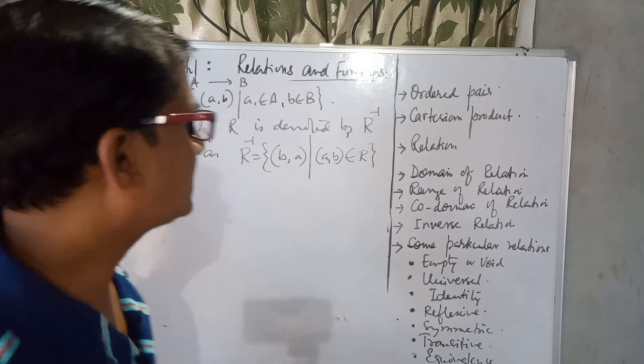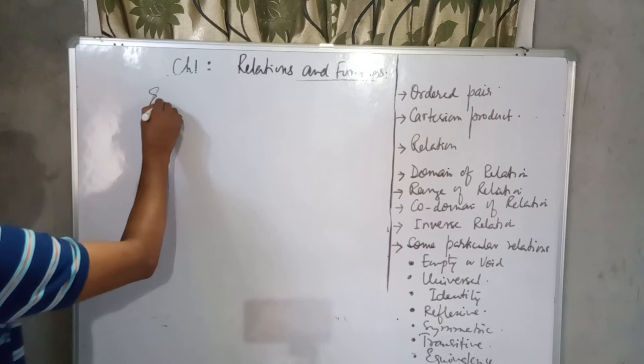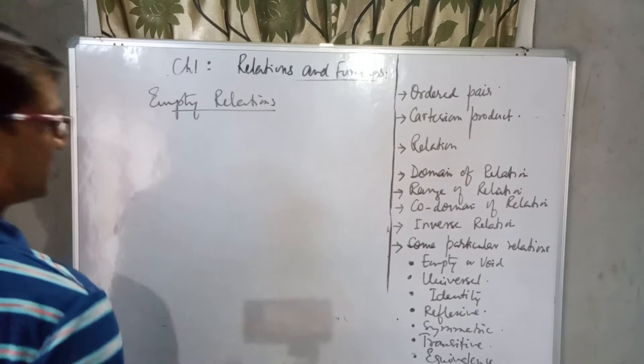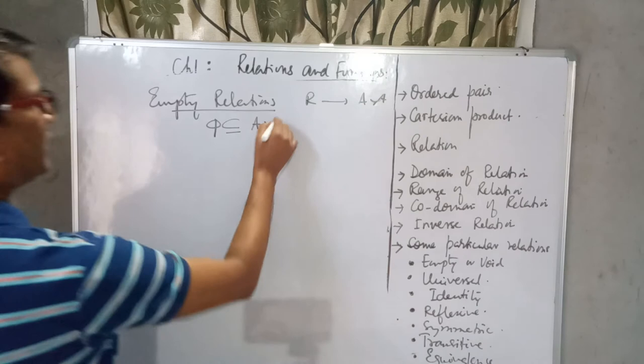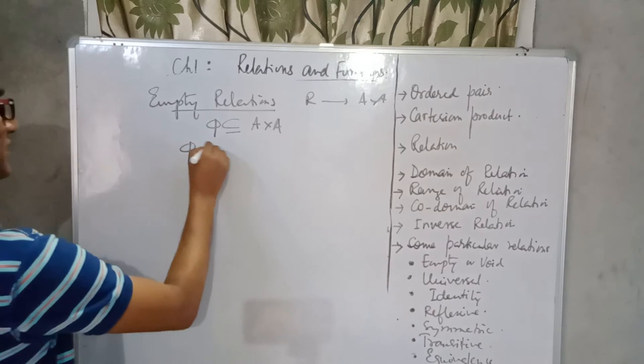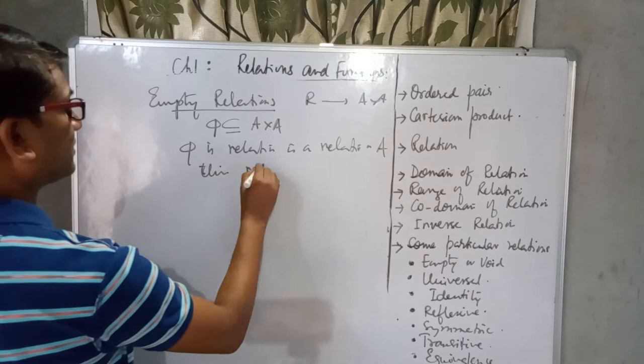Next we'll see some particular relations. So let's see what are the some particular relations. First one is empty relations. What is empty relation? Phi is an empty set, and the empty set is a subset of any relation R on A. Then A cross A, phi is a subset of A cross A. So what you can say, phi is a relation on A.